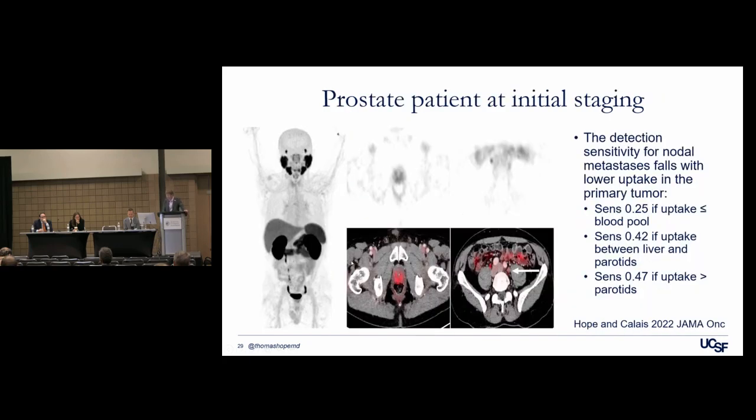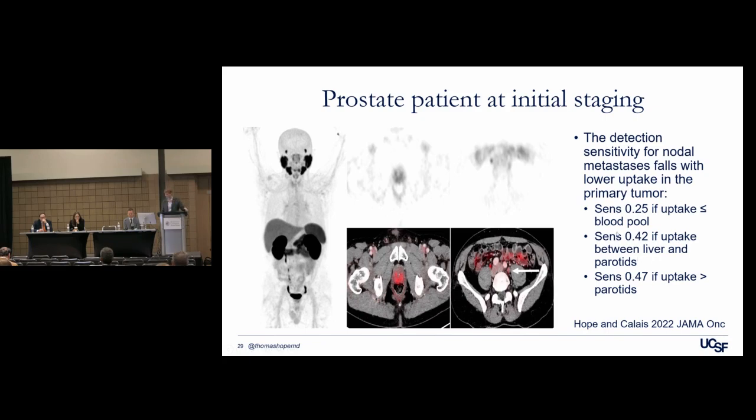Now, in terms of initial staging, the other thing that's interesting is that there are patients who have, in essence, PSMA negative disease, right? It's not that common, but it does exist. So if you look at our trial, the PSMA 11 paper that I said in JAMA Oncology, and look at the sensitivity based on the uptake in the primary tumor, not surprisingly, as your uptake in the primary tumor goes up, the sensitivity for disease goes up, right? So if your uptake is less than or equal to blood pool, the sensitivity is only 25%, and if it's greater than prostate, it goes up to 47%, right? So the sensitivity is directly related to how avid the primary tumor is.